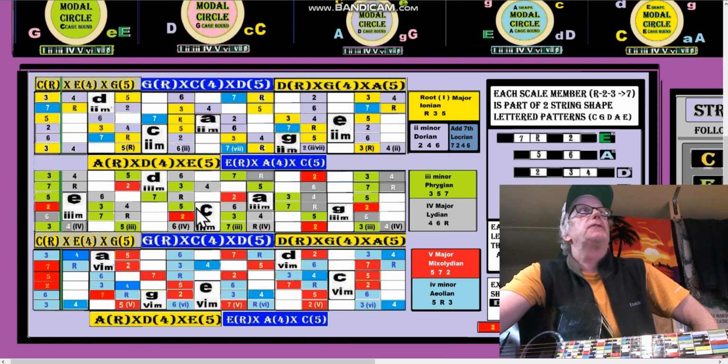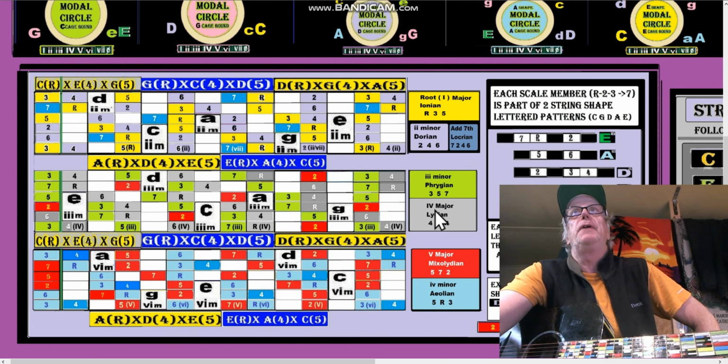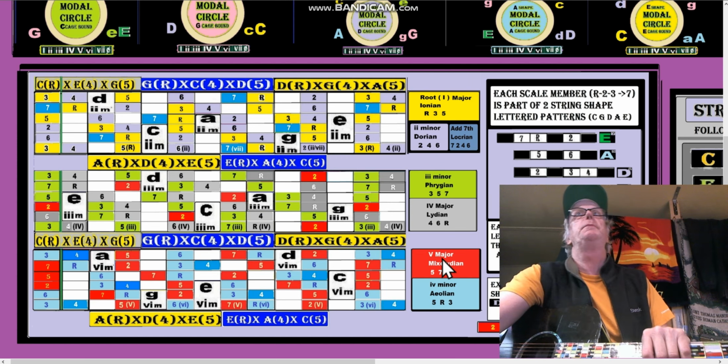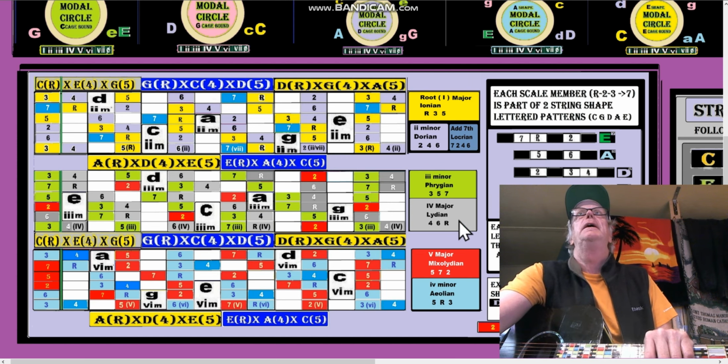Moving on to the next, we have the Phrygian minor and the Lydian 4th. And notice they don't mix. This is why these two are good to put together. And then we have the Mixolydian major and the Aeolian 6th in the same fretboard. They do not mix. There is no sharing of notes between Mixolydian and Aeolian, or Phrygian and Lydian, or root and Dorian. So they're good to put together in these 3 fretboards. We're going to find those shapes and those string patterns.